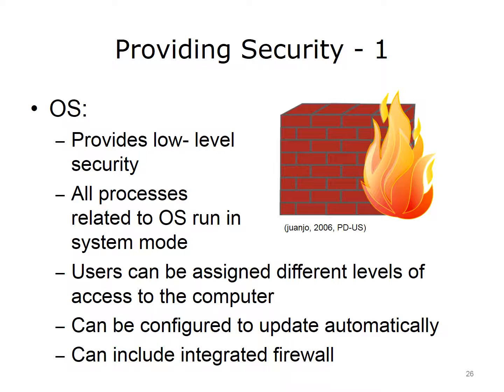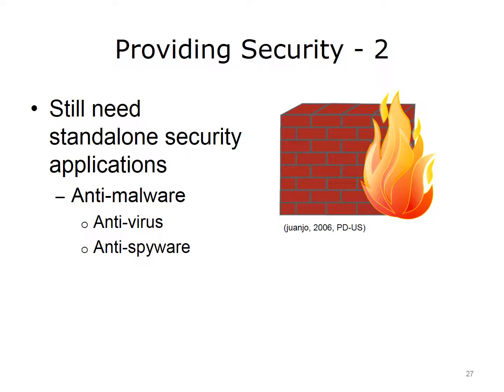In addition, current operating systems can include integrated firewalls, which can protect the computer from unwanted network access. Regardless of the security features of modern operating systems, users still need to install security applications. These applications provide the most thorough and up-to-date protections against malware, including viruses and spyware.